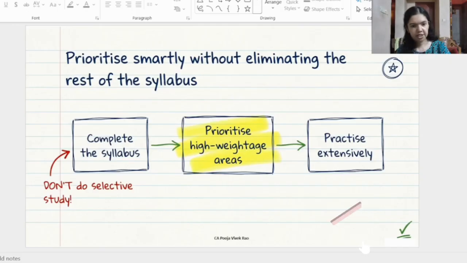So the first point discussed in the webinar was, don't do selective study but prioritize smartly. This is one of the biggest takeaways from the session. The session highlights section-wise weightage of GST. So yes, you should prioritize high weightage areas. But prioritizing high weightage areas does not mean completely ignoring the remaining syllabus. In fact, this session specifically cautions you against selective preparation in the important GST areas. So your ideal approach should be to complete the entire syllabus. Then, while revising, prioritize high weightage areas and practice extensively.